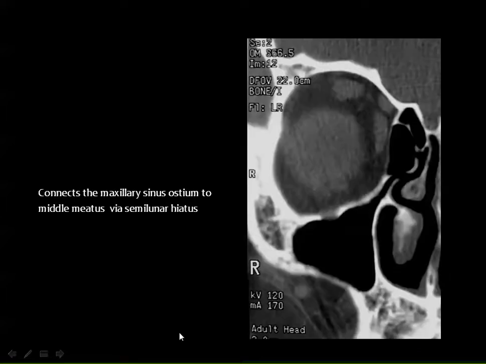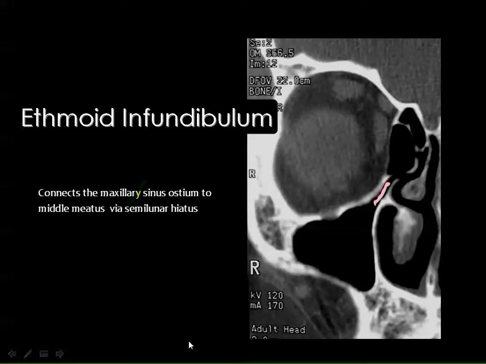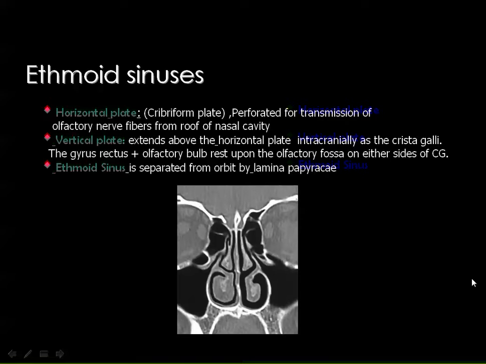Then if you magnify this and you look at this passage, this will form the ethmoid infundibulum, which connects the maxillary antral ostium to the region of the hiatus semilunaris, and finally to the middle nasal fossa. The ethmoid sinuses are formed of three parts.